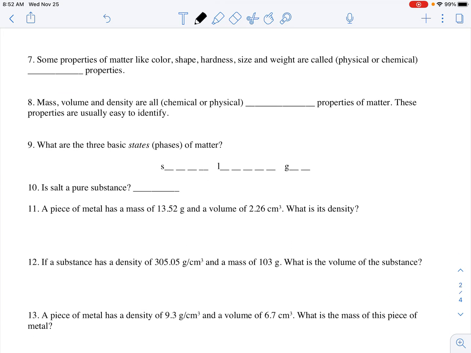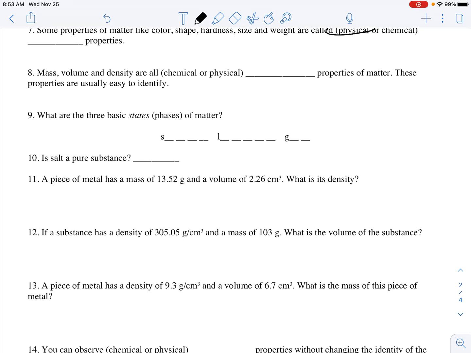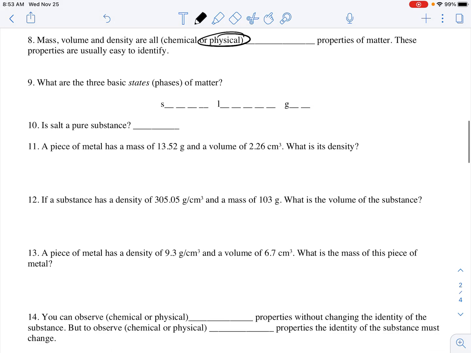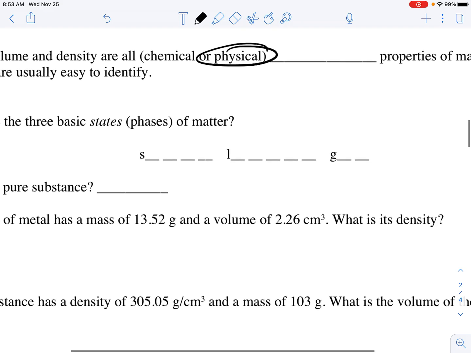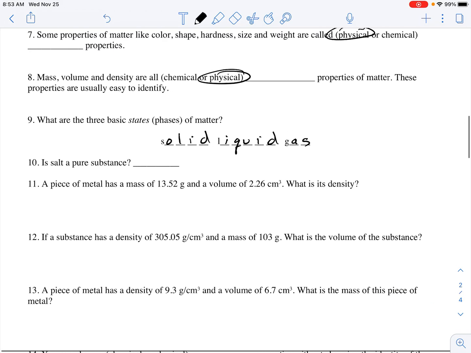So some properties of matter, like color, shape, hardness, size, and weight, are called physical or chemical properties. Those would be physical because they don't describe how it will react. Mass, volume, and density are all physical properties, and they're easy to identify usually. So 3 basic states of matter, that would be solid, liquid, and gas. Is salt a pure substance? Yes, it's only one compound.